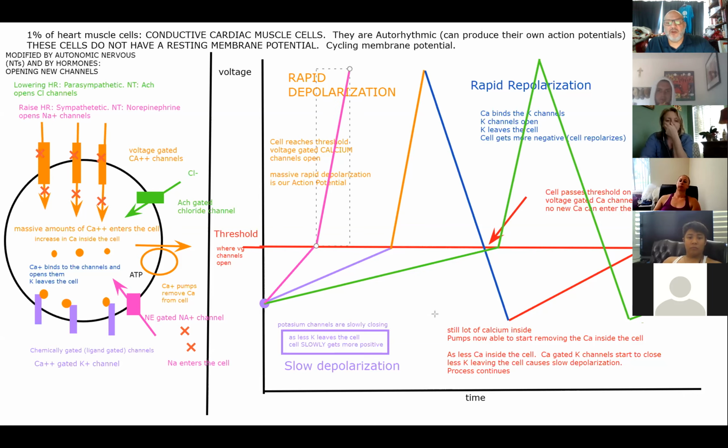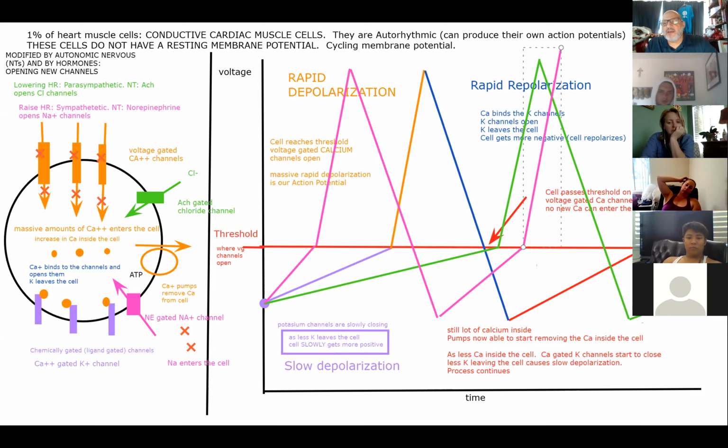rapid depolarization, we get that rapid repolarization, and then again, we increase the speed at which it reaches threshold, and then we get that rapid depolarization, and we get that rapid repolarization, and notice the heart is beating much, much faster than it was before. So you're right, Ryan, there are 4 different types of channels here, but notice 2 of them, the voltage-gated calcium channels and the calcium-gated potassium channels, are the ones that set the normal pace. And it's the chloride channels and the sodium channels that modify it.